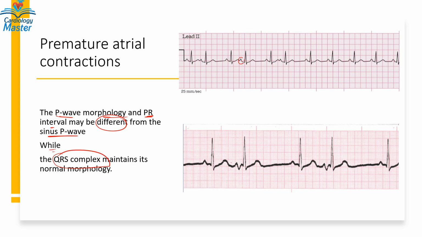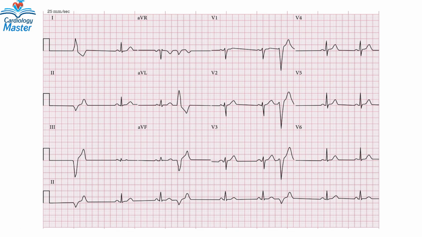This is an example of a different P wave. This is the sinus P wave. This is the sinus morphology. This is sinus. But you can notice here that this P wave is different, with a different PR interval. This P wave is different, and even this P wave is different. This is another example. This is the normal sinus P wave, but this one is different in shape and morphology, causing the premature atrial contraction. Well, in this condition, what has happened?